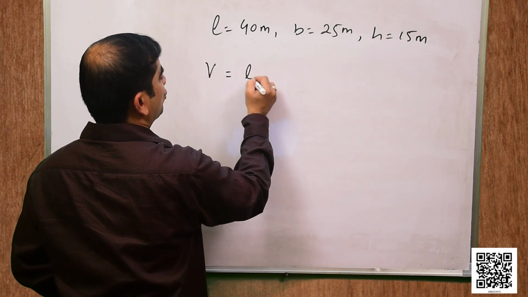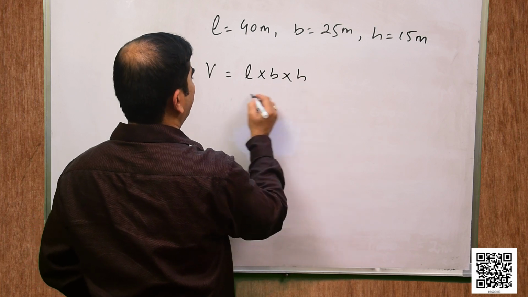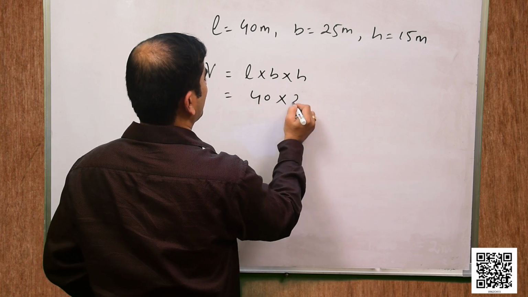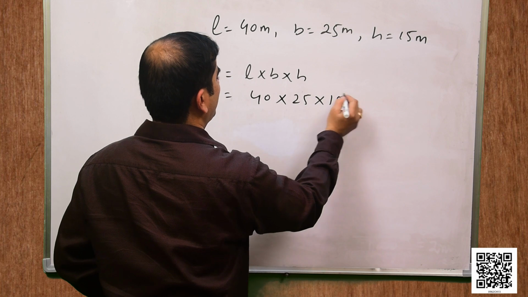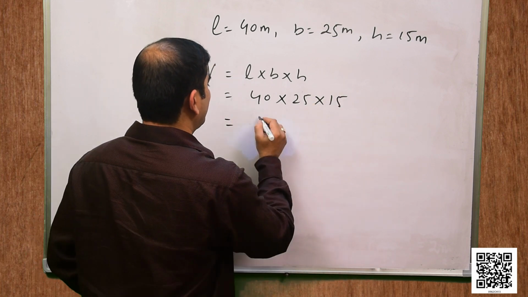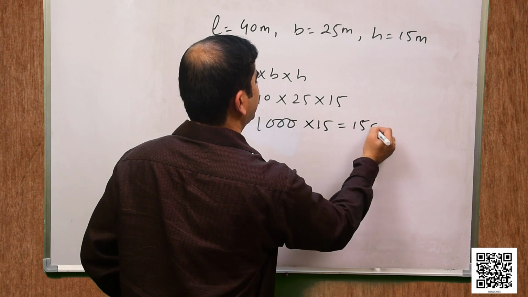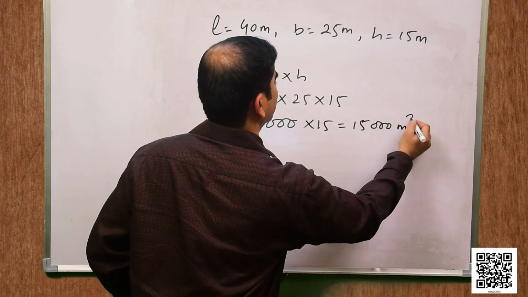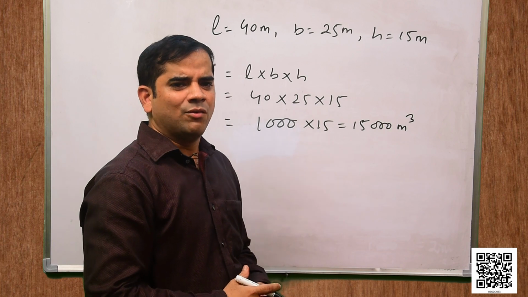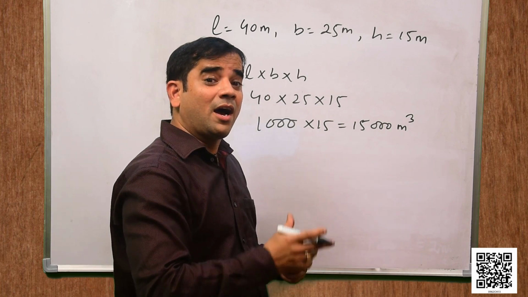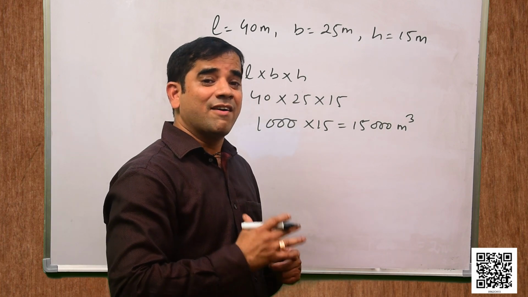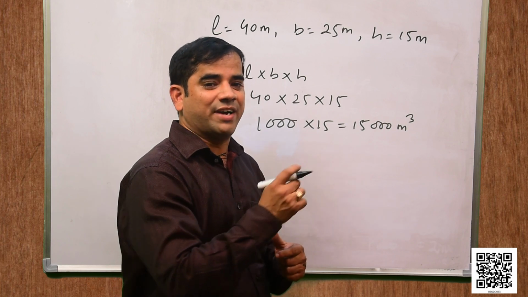So volume is equal to length into breadth into height, that is 40 into 25 into 15, that is equal to 1000 into 15 or 15,000 meter cube. Okay, we have found the volume of the godown. Now let us find the volume of each crate.